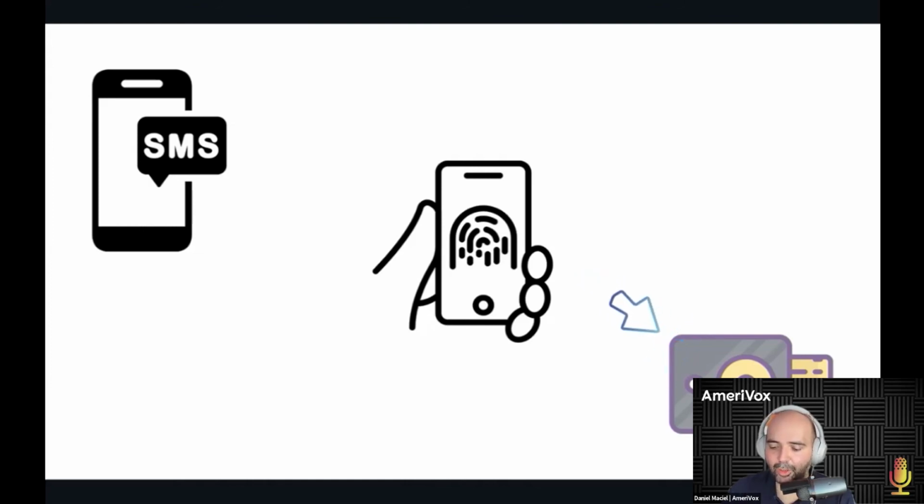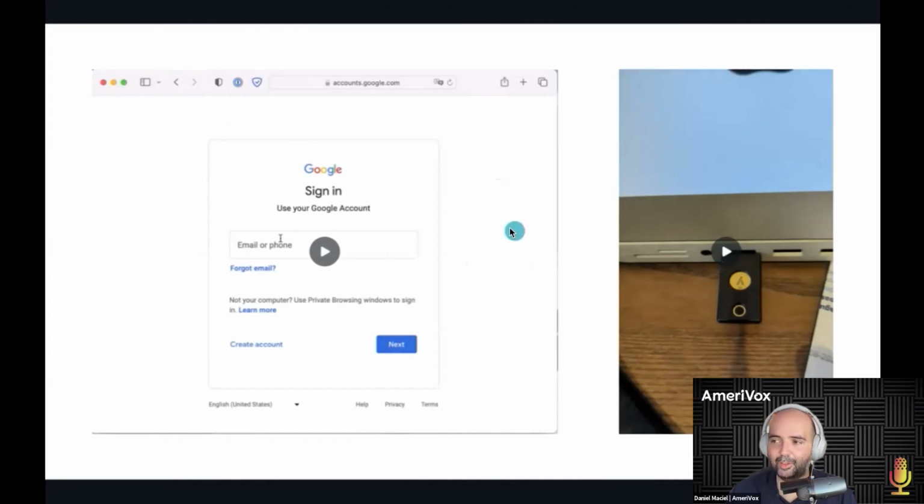There is Google Authenticator. There is a bunch of them. My favorite one is one called Authy, A-U-T-H-Y. I'm going to write it in chat right now. And it's the one that I like if I have to use it, but the device is much better because it's safer than all of the others and it's simpler to use.